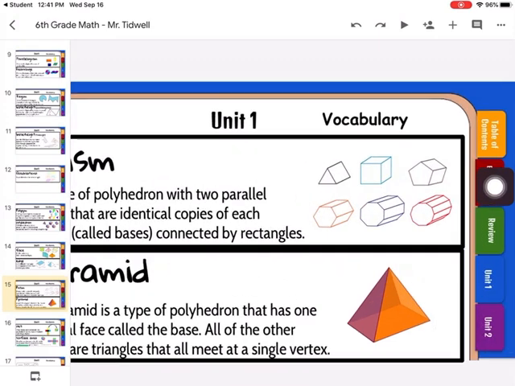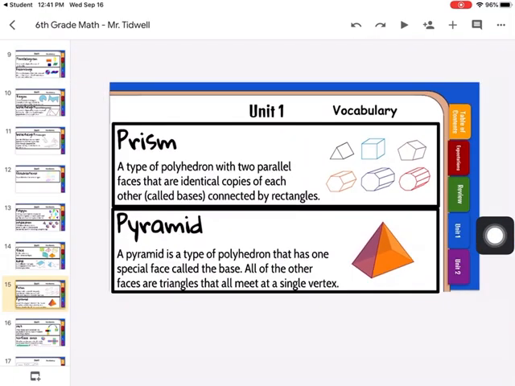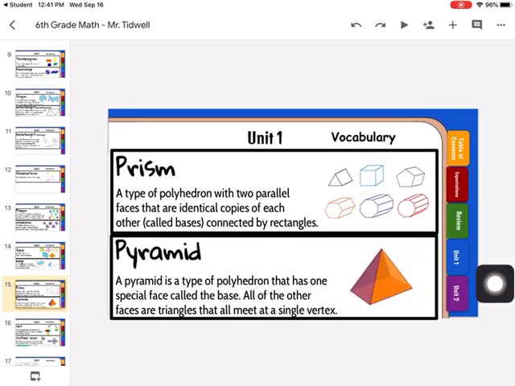Because you can see a triangle right here, this would be a triangular prism. This would be a rectangular prism or a cube, since this looks like it's all squares. And then you've got the various other shapes, like this one would be a pentagonal prism, okay? It just depends on what the base is to determine what type of prism it's called. And then of course you've got your pyramid, which just looks like the pyramids in Egypt. All right.